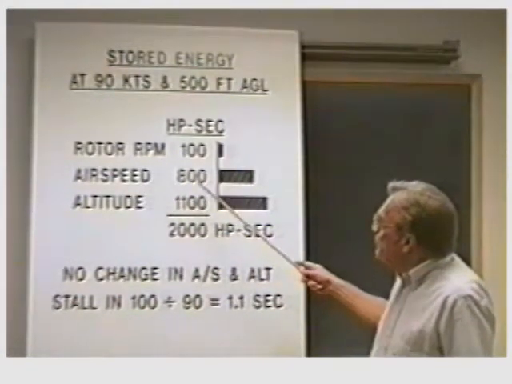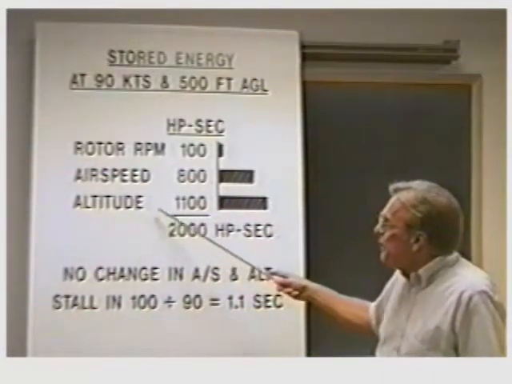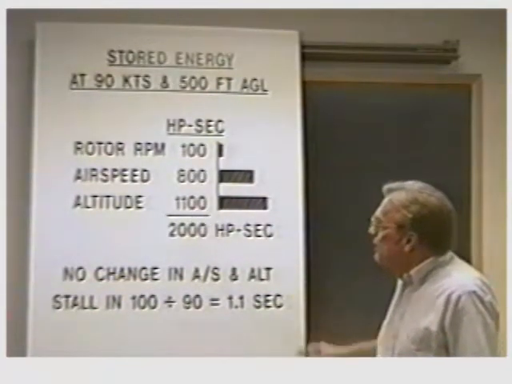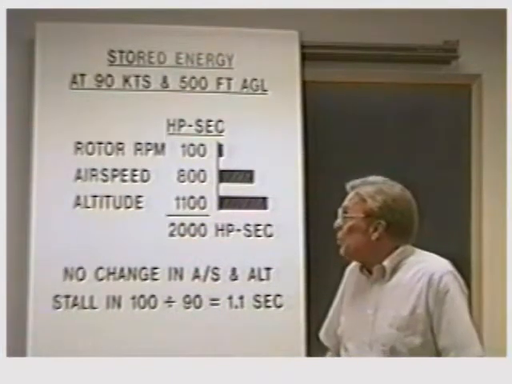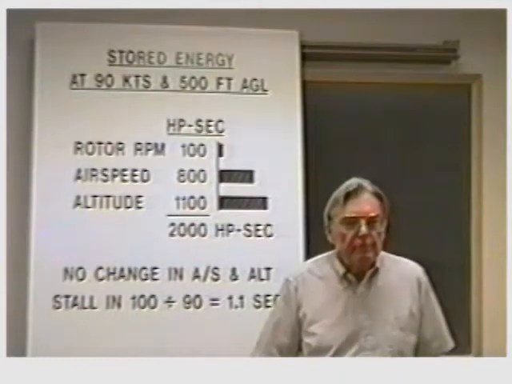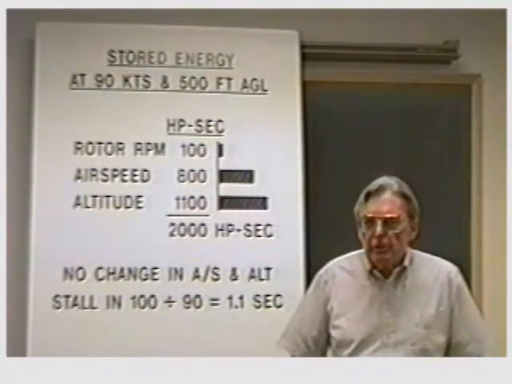In my airspeed at 90 knots, I have 800 horsepower seconds of energy. And in my altitude, AGL, 500 feet, I have 1,100 horsepower seconds of energy. I actually have the most stored in my altitude. But the problem with altitude energy is that it is very slow to turn on, very slow to turn off.